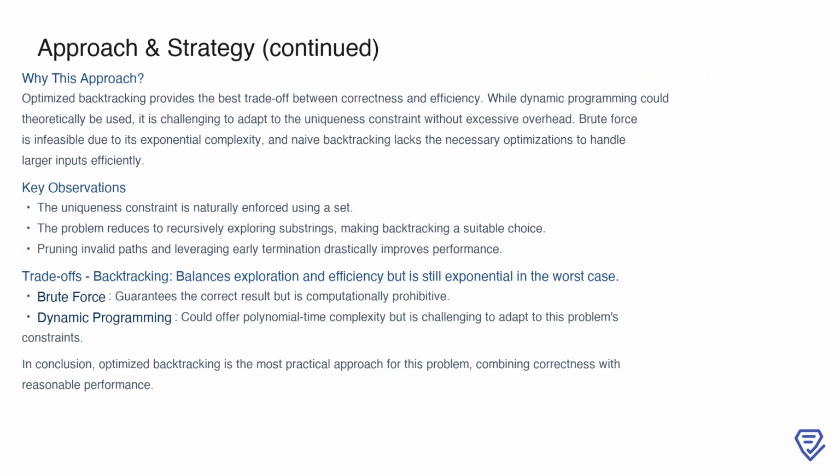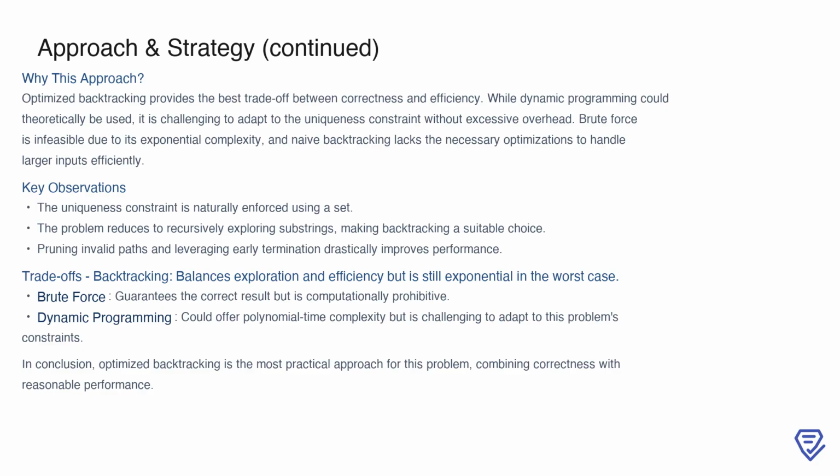Optimized backtracking stands out as the most practical approach because it provides the best trade-off between correctness and efficiency. While dynamic programming might seem like an alternative, adapting it to enforce the uniqueness constraint without introducing excessive overhead is highly challenging.